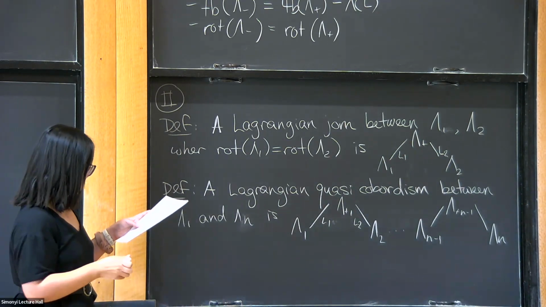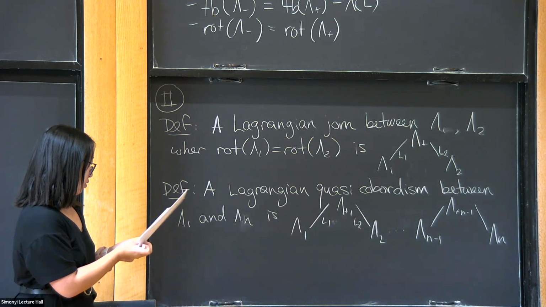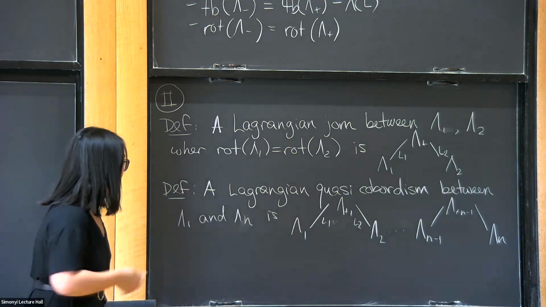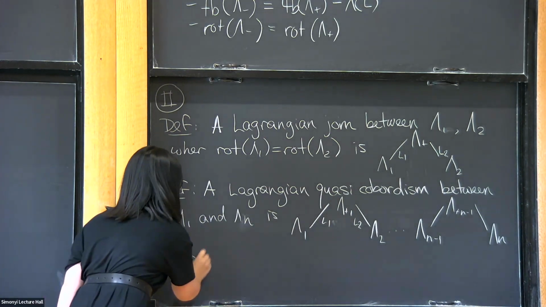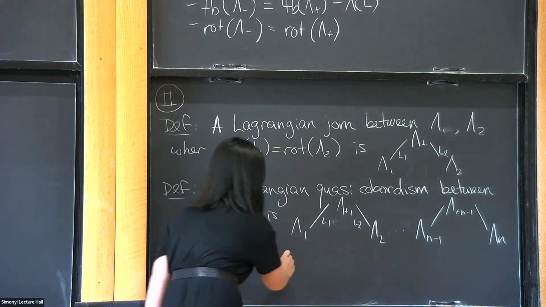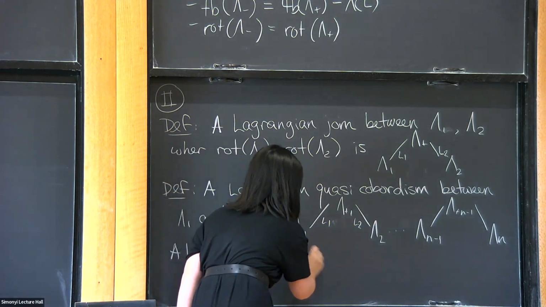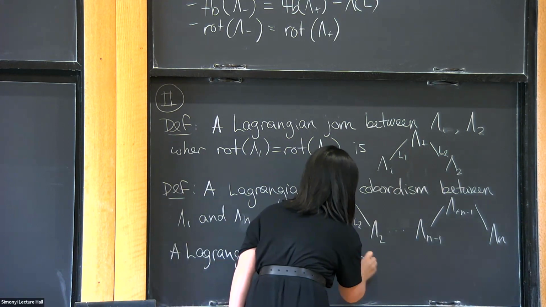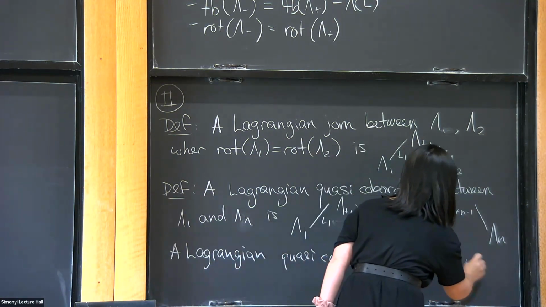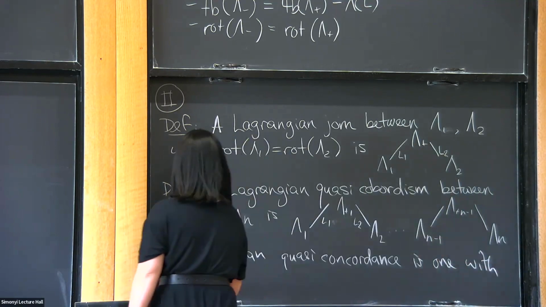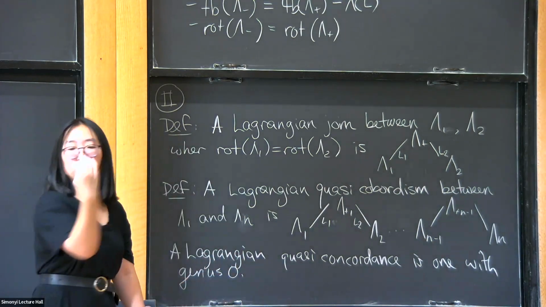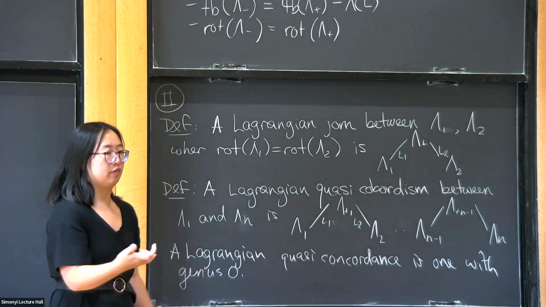All right, and one more thing. A Lagrangian quasi-concordance is one with genus 0. That means that every single piece is a trivial cylinder.